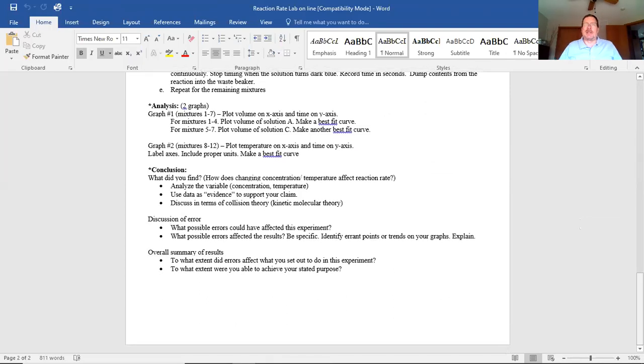And really a lot of this analysis is just putting together a graph and analyzing the data to see if it fits with the theories that we believe about speeding up or slowing down things with concentration and temperature. So you're going to have 2 graphs. Whether you do that by hand and upload it, or do it in Excel and merge it into your document, or some other graphing tool, that's fine.